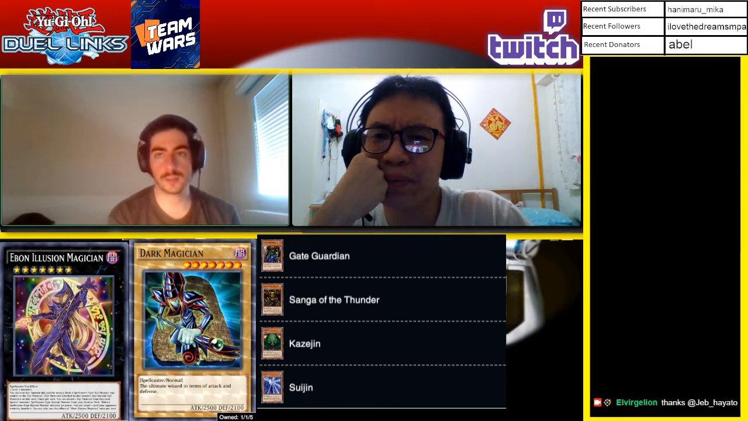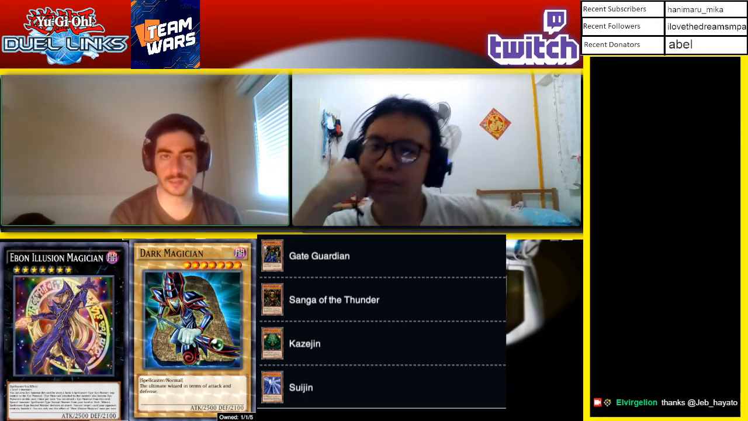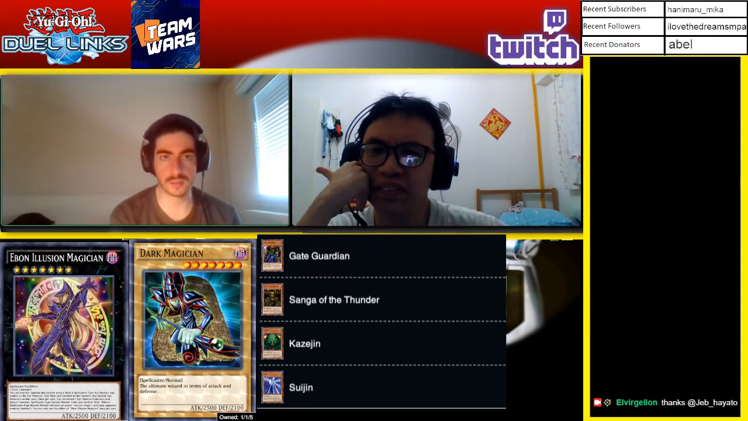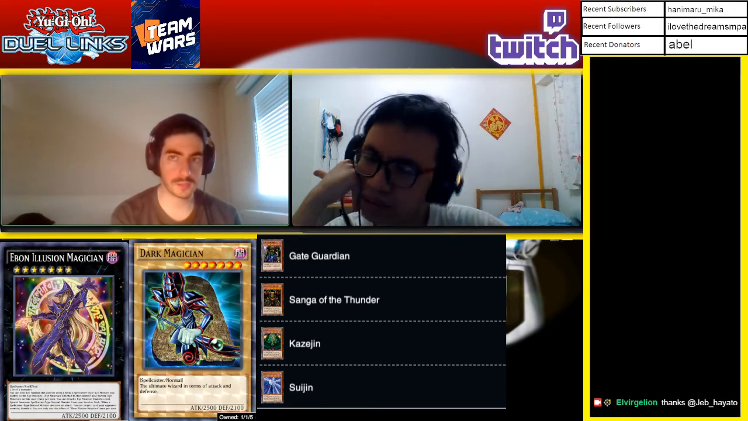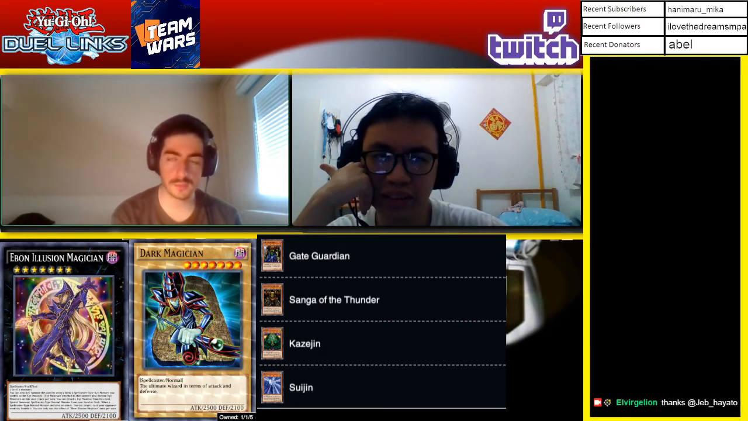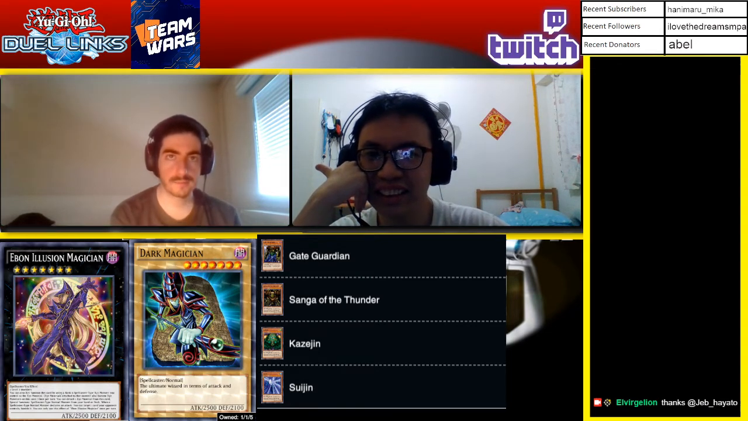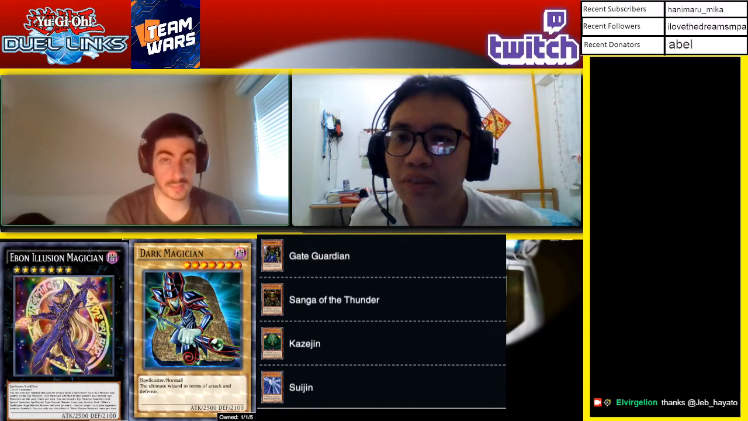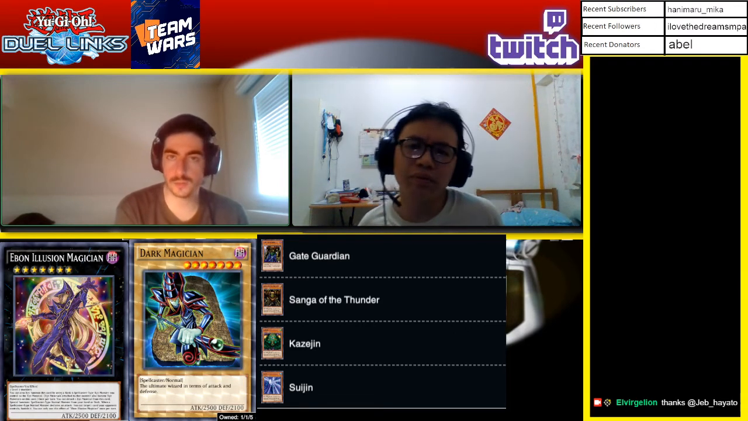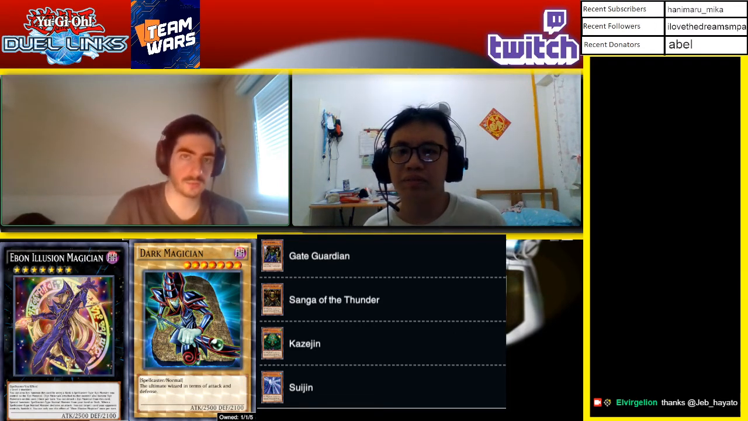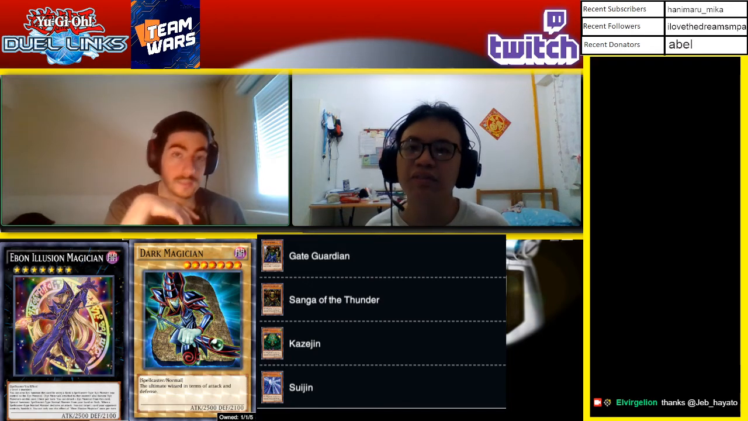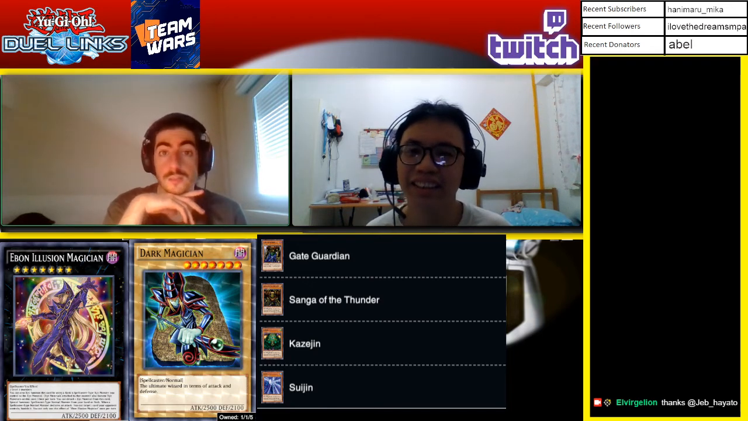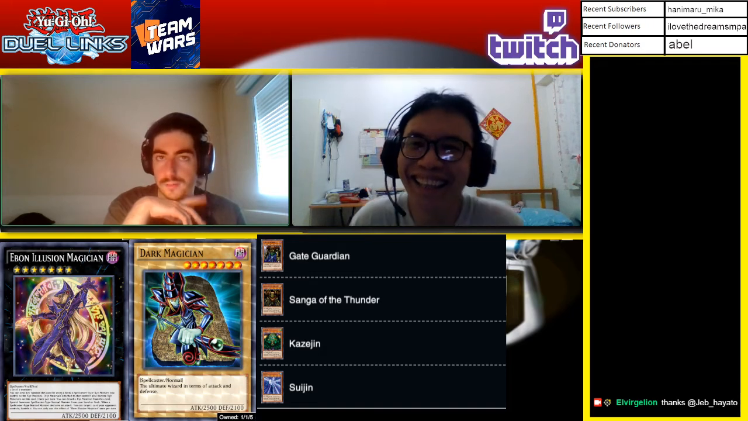So I don't think it's this big of an issue. Any skill that tells you to start the duel with 500 life points and that you can only summon Gate Guardian from your hand is a huge restriction. And even if the player is able to go for a very simple Xyz rank 7 on the field, let's say that you want to go for number 7, and for that you would need to use three level 7s on the field, and in that case it will be Suijin, Kazejin, and Sanga of the Thunder.